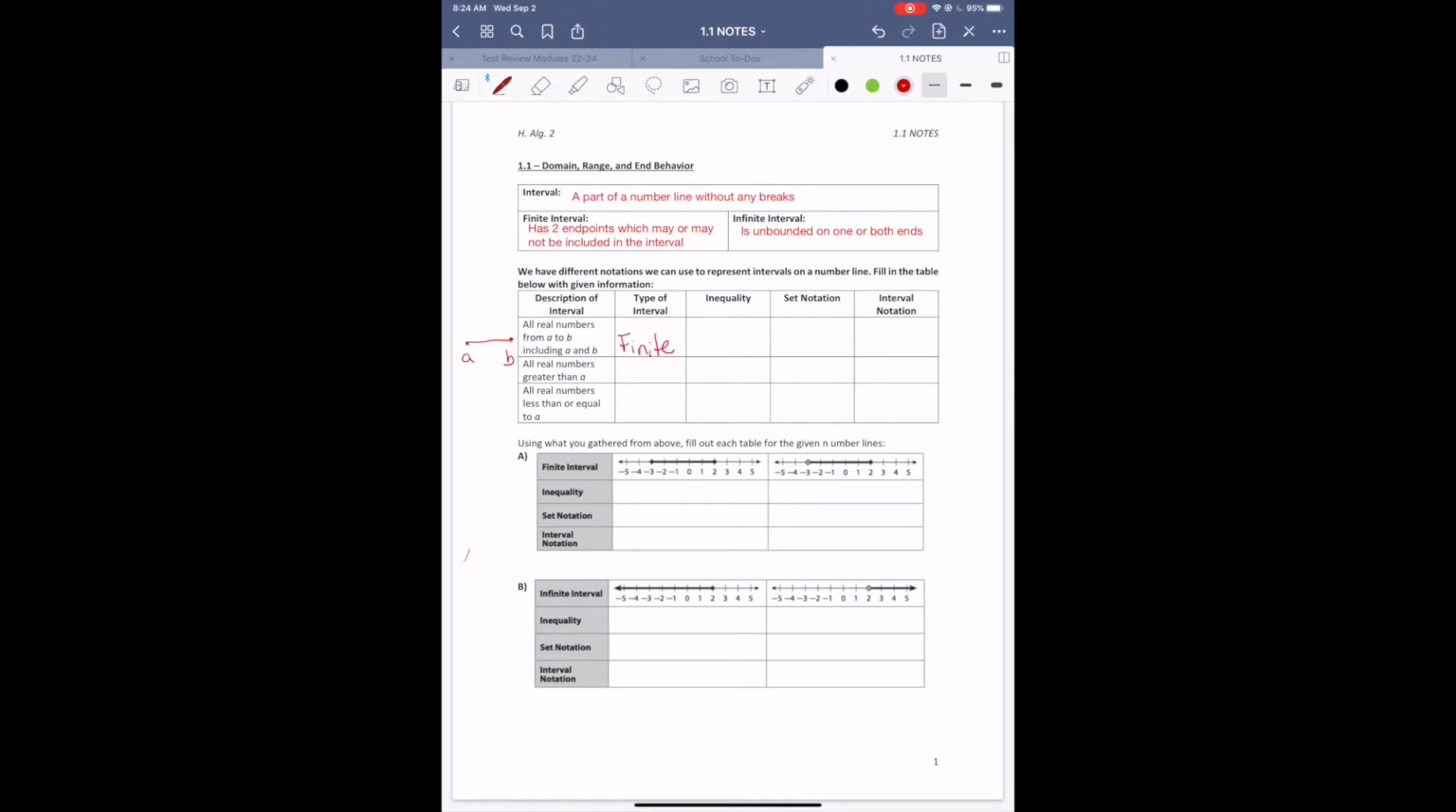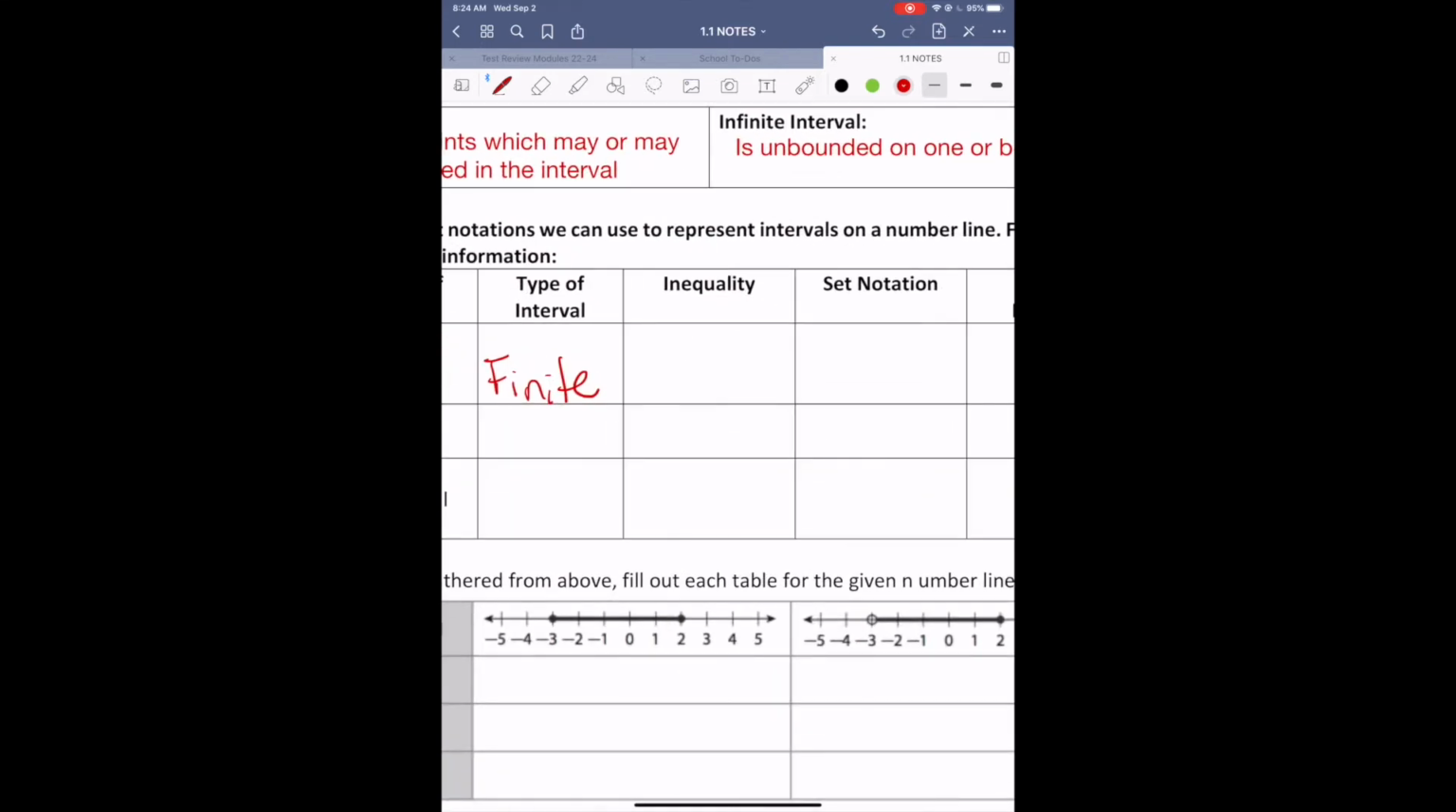Okay. Now, as an inequality, think back to when we learned inequalities in middle school. We learned about inequality symbols, and we learned less than, greater than, less than or equal to, and greater than or equal to. Now, when we look at the number line from A to B, our inequality can be written as A is less than or equal to X, less than or equal to B.